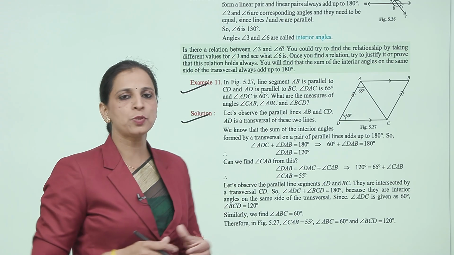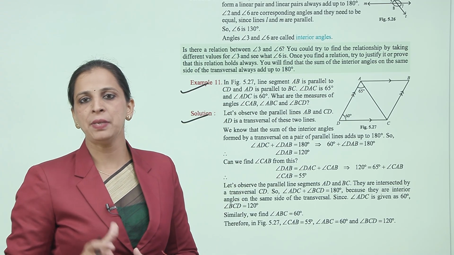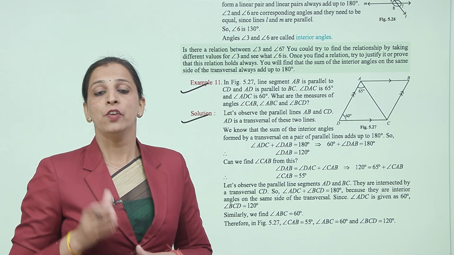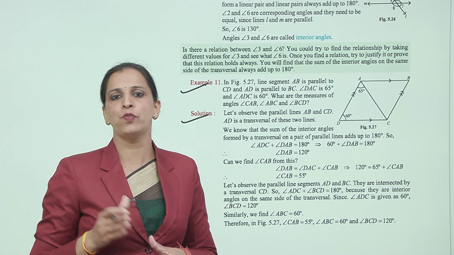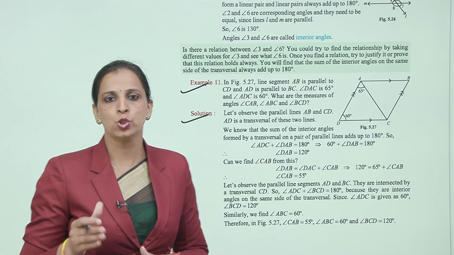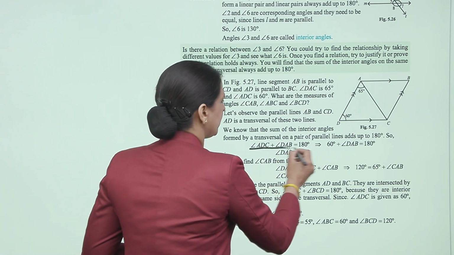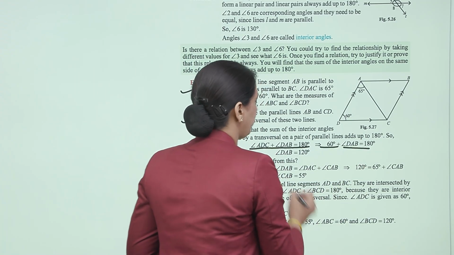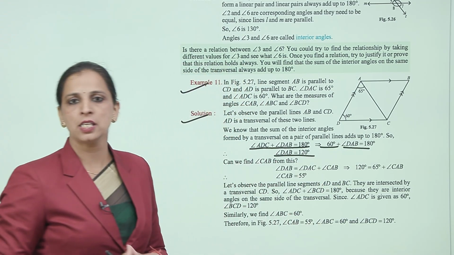Solution. Let us observe the parallel lines AB and CD. AD is the transversal of these two lines. We know that the sum of the interior angles formed by a transversal and a pair of parallel lines add up to 180 degree. So, angle ADC plus angle DAB is 180 degree. Angle ADC is 60 degree. So, angle DAB is 180 minus 60 is 120 degree.